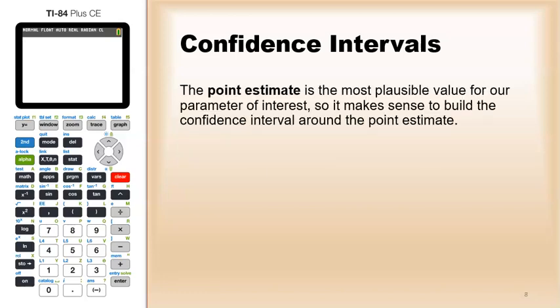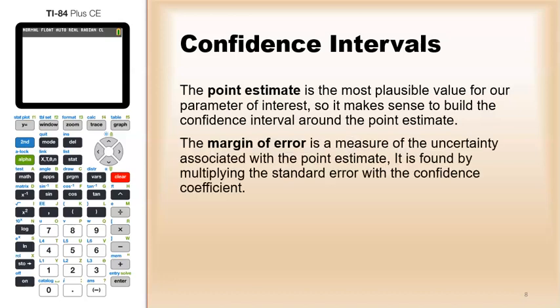So, as far as terminology goes, the point estimate is the most plausible value for a parameter of interest, so it makes sense we're going to build the confidence interval around the point estimate. And the margin of error is basically how wide you're going to set your net. It is a measure of the uncertainty associated with the point estimate, and is found by multiplying the standard error with the confidence coefficient. And we'll get to those in a moment.